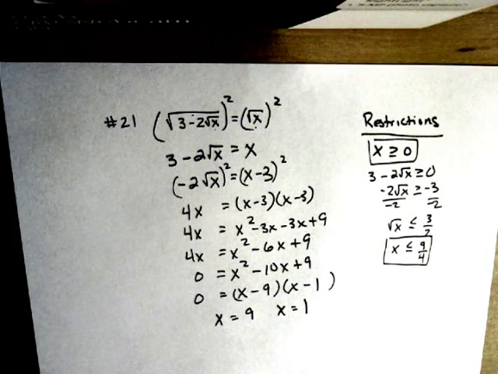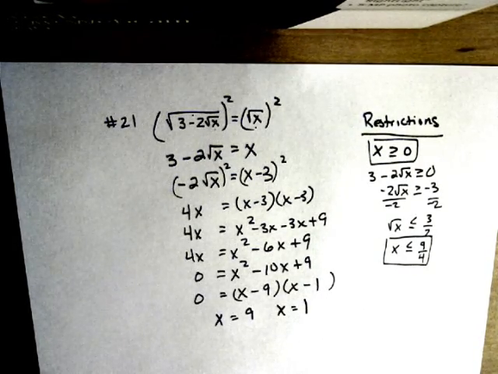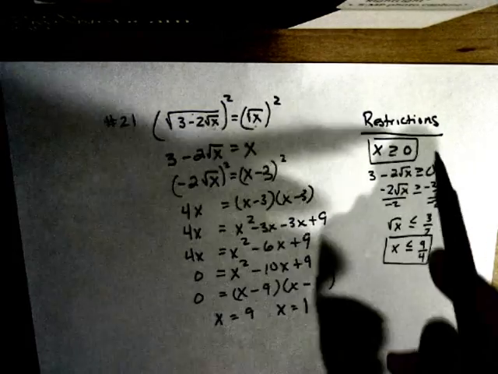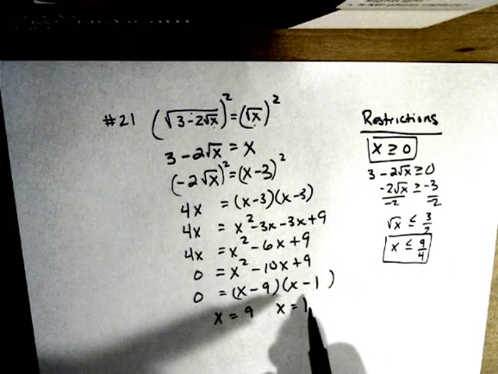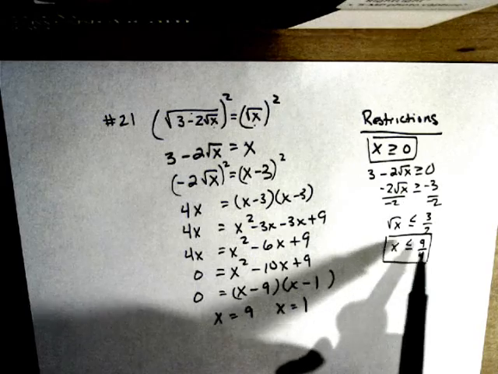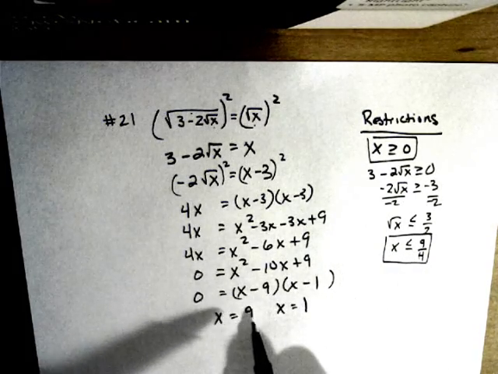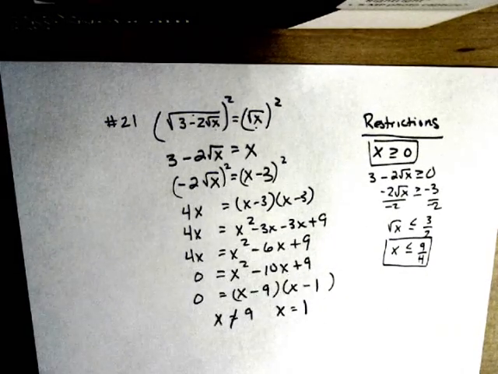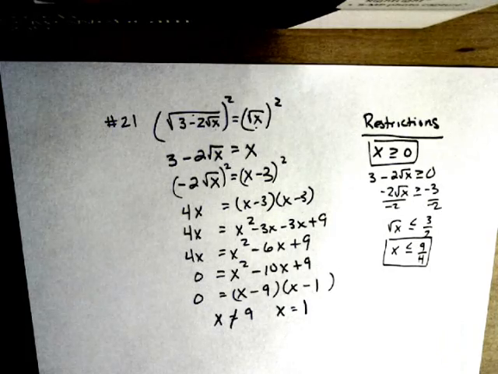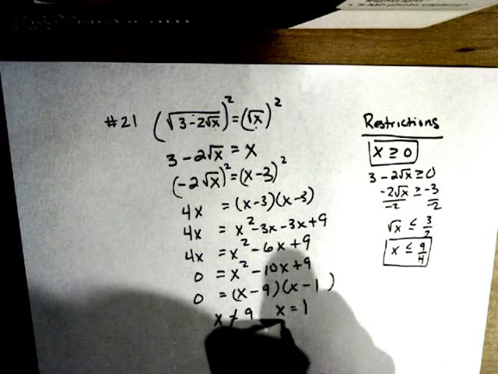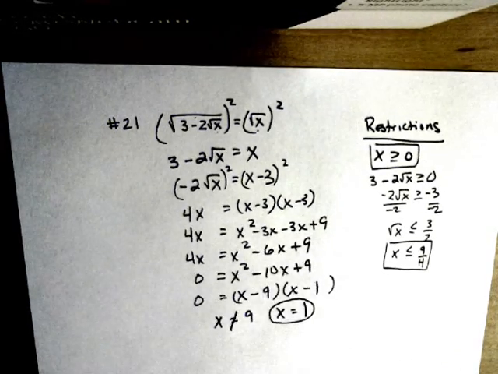Let's check to make sure our answers meet the restrictions. These are both greater than 0, but 1 is less than 9/4, but 9 is not. So 9 does not work. It's an extraneous solution. So our only solution to this problem is x equals 1.